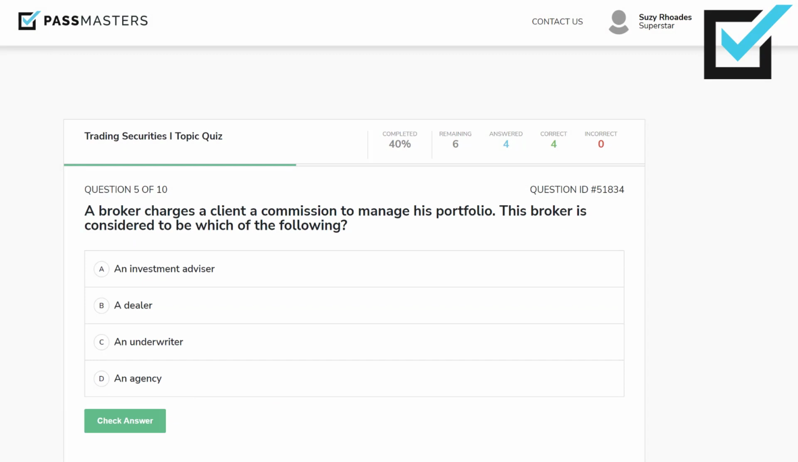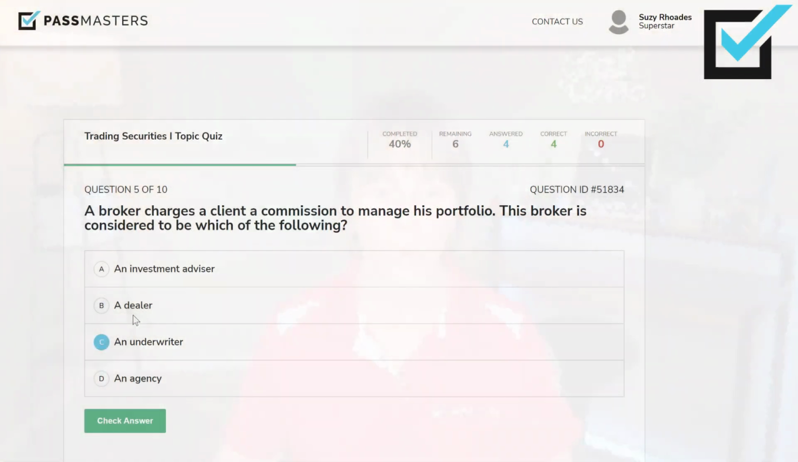A broker charges a client a commission to manage his portfolio. This broker is considered to be which of the following? An investment advisor, a dealer, an underwriter, or an agency. When charging a fee to manage the portfolio, this broker will be considered to be an investment advisor.